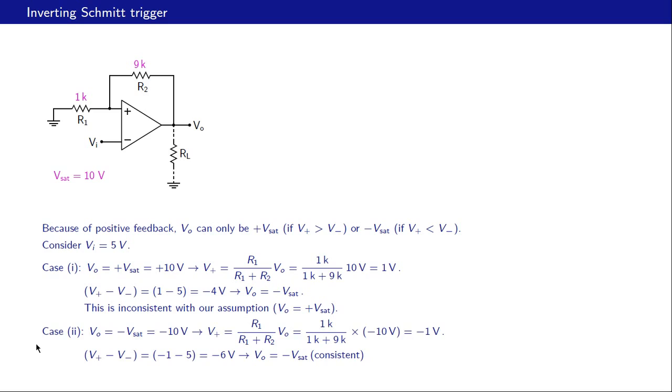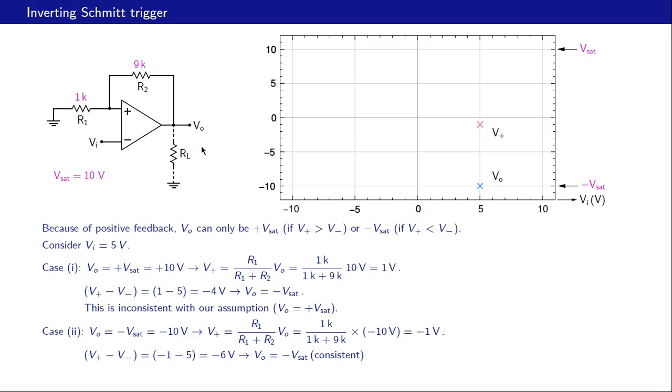So what happens in this case is Vo is equal to minus Vsat, and let us check quickly whether that is consistent or not. So we have 5 volts here, minus 10 volts here, and by voltage division V plus would be minus 10 times 1 by 10, or minus 1 volt. So V plus is minus 1, V minus is 5, and therefore Vo would be minus Vsat, and everything is consistent.